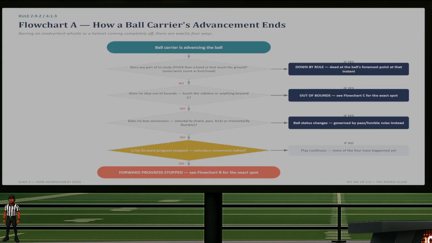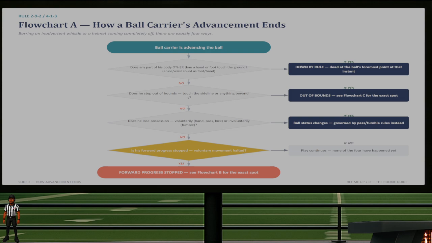Flowchart A: How a ball carrier's advancement ends. Let's start with the big picture. Barring an inadvertent whistle or a helmet coming completely off, a ball carrier's advancement ends exactly one of 4 ways. Here's the flow. A ball carrier is advancing a ball. First question: does any part of his body other than a hand or foot touch the ground? And remember, the ankle counts as part of the foot and the wrist counts as part of the hand, so those don't trigger this. If yes, he's down by rule. The ball is dead at its foremost point at that exact instant.